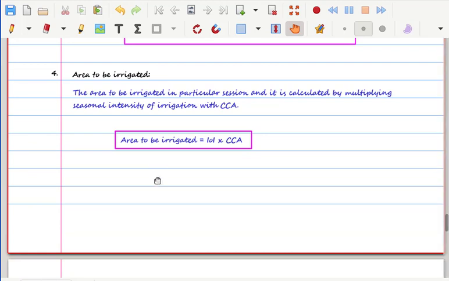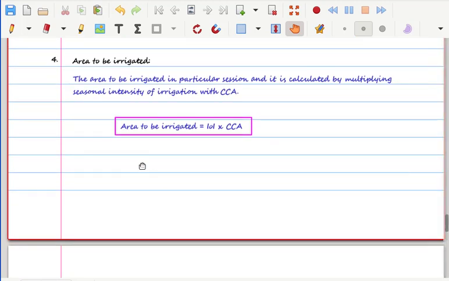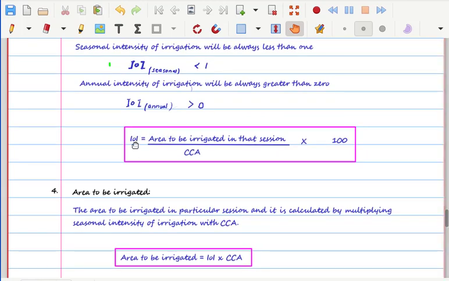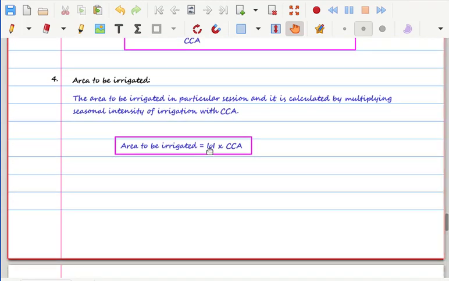And the next term is area to be irrigated. The important thing is the mathematical formula. So the area to be irrigated is for a particular season, and it is calculated by multiplying seasonal intensity of irrigation with cultivable command area. As we have already found the IOI, intensity of irrigation, if you multiply this intensity of irrigation with the cultivable command area, then you are going to get the area to be irrigated. Okay.